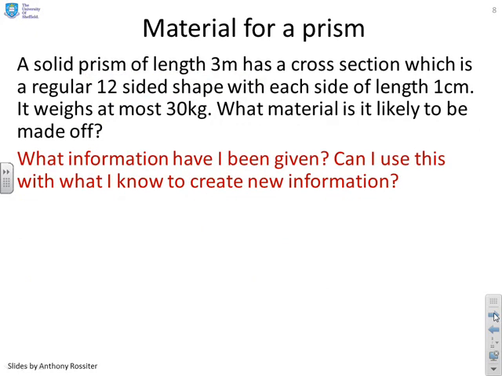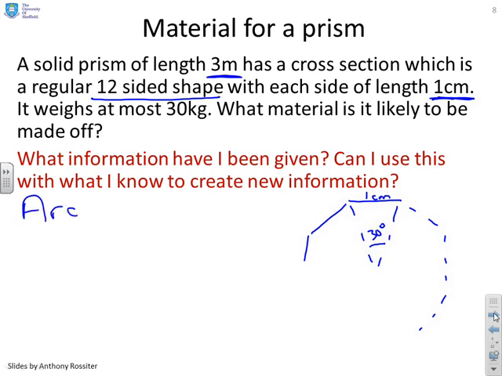What information have I been given? And can I use this with what I know to create new information? So I've been given dimensions: length 3 meters, each side 1 centimeter, 12-sided shape. So I could do a sketch. I'm not much of an artist, but essentially you've got a shape that goes round like this, and that angle in there has to be 30 degrees because you've got 12 sides, and we've been told that that side is 1 centimeter. So with that information, I can actually work out the area, or the cross-sectional area, of this prism.